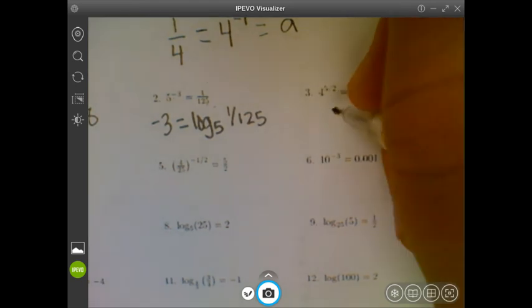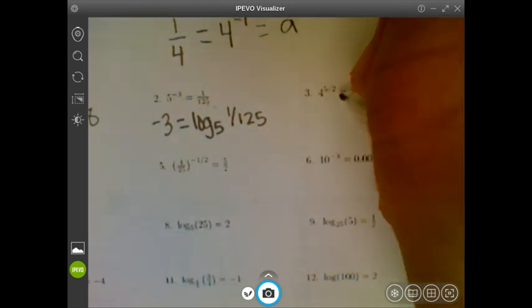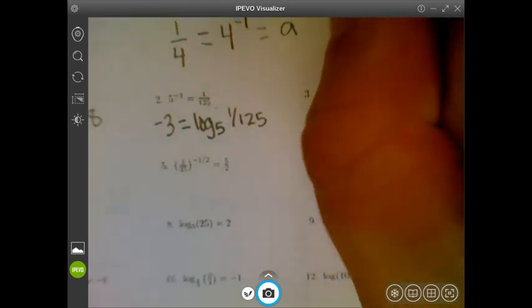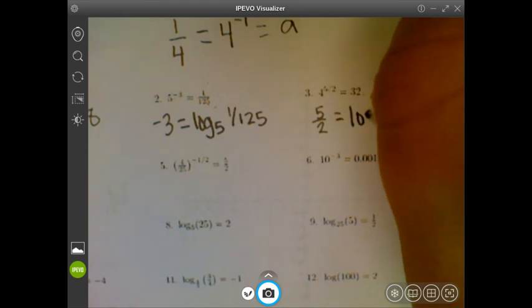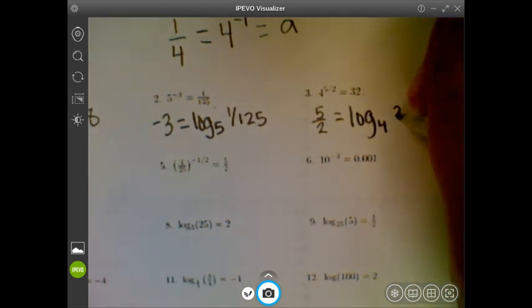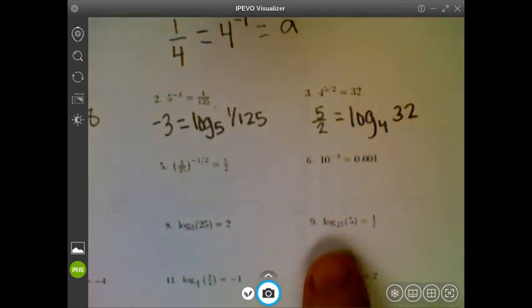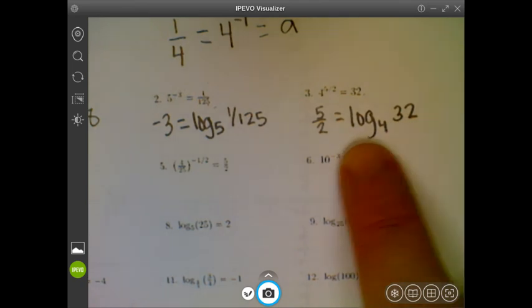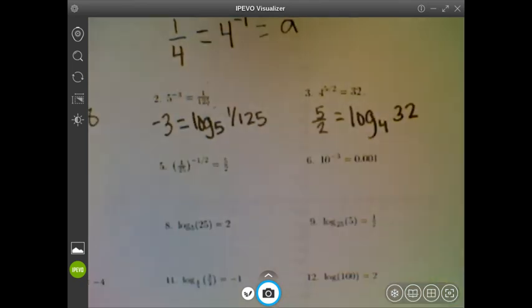In logarithmic form, it would be 5 halves equals log base 4 of 32. So if you were to type in log base 4 of 32, you would get in your calculator that that's equal to 5 halves.